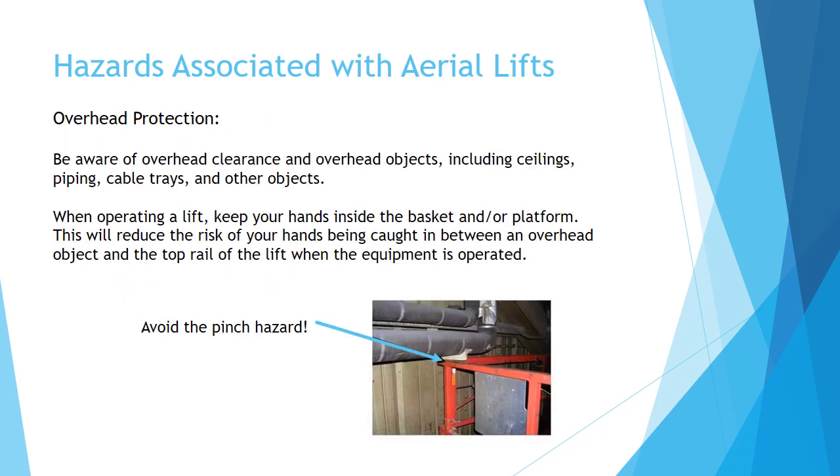Other hazards associated with aerial lifts include overhead protection. You must be aware of the overhead clearance and overhead objects including ceilings, piping, cable trays, and other objects. When operating a lift, keep your hands inside the basket and/or platform. This will reduce the risk of your hands being caught in between an overhead object and the top rail of the lift when the equipment is operated.